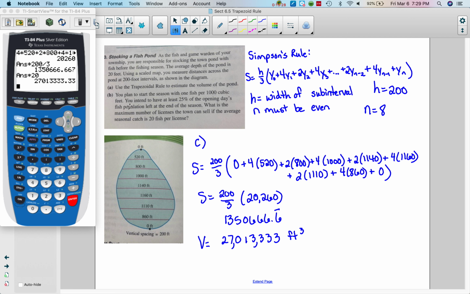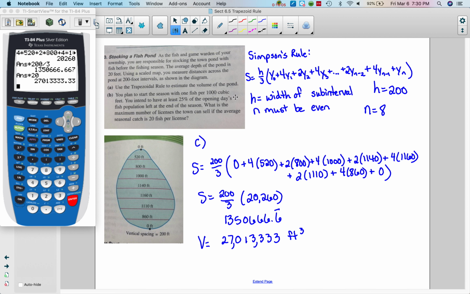Now, going on to part B, you plan to start the season with 1 fish per 1,000 cubic feet. So I don't care which answer you use. You guys can all decide which one. You can either use the trapezoid or Simpson's, or you can do both and compare them. And think about, okay, here's my volume in the pond. I'm going to start with 1 fish per 1,000 cubic feet. So think of what you would do to do that part, because we're going to figure out how many fish we need. You intend to have at least 25% of the opening day's fish population left at the end of the season, so you can repopulate.